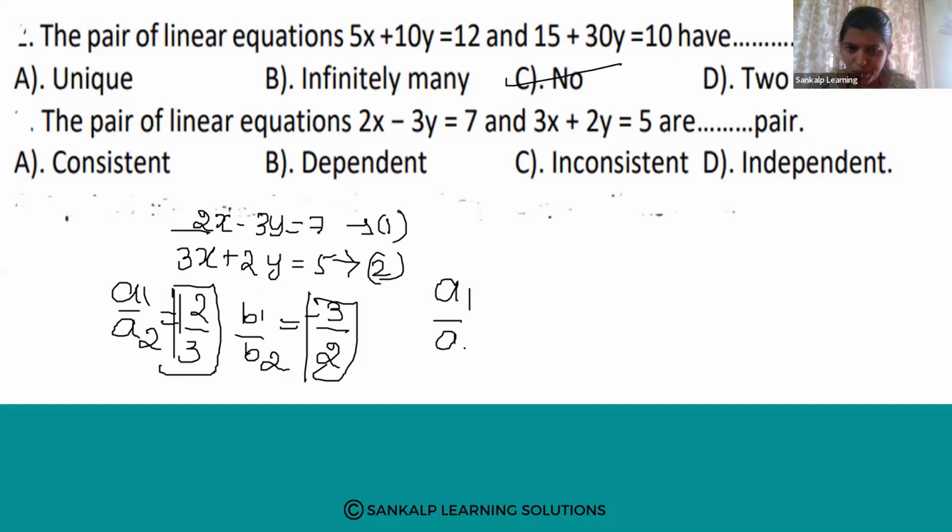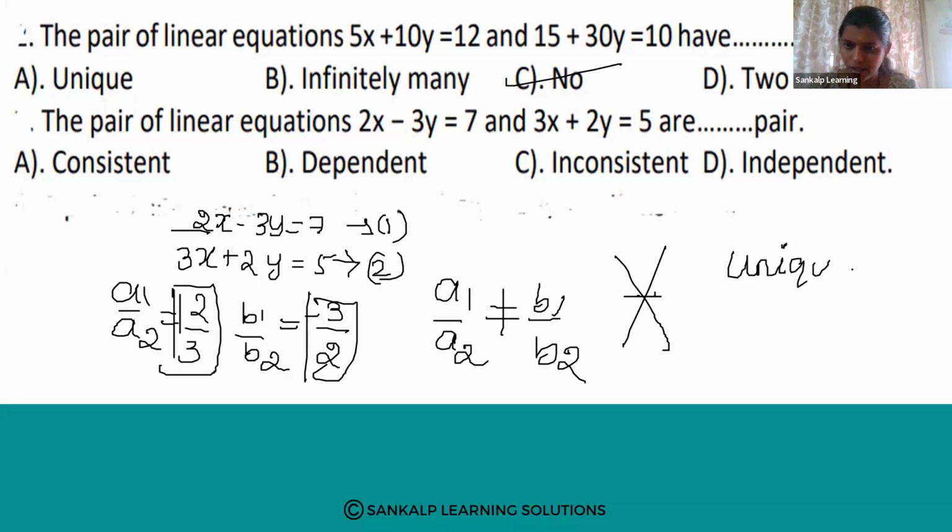When the two ratios are not equal, meaning A1 divided by A2 is not equal to B1 divided by B2, then the lines are intersecting lines. When lines are intersecting, you will have unique solutions and the pair of equations is consistent. What did they ask us? It is consistent.